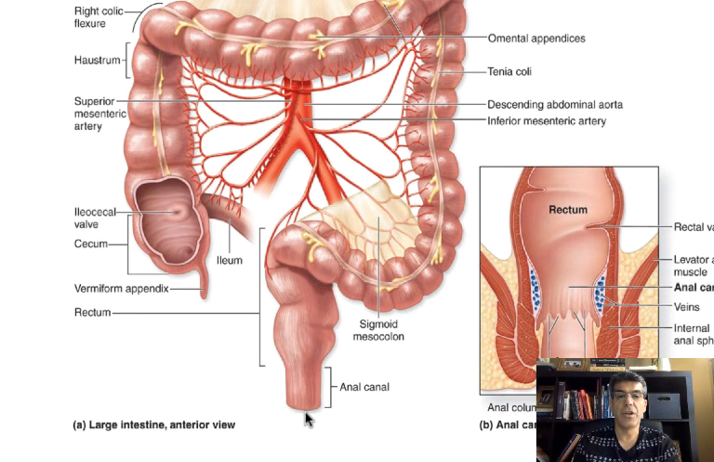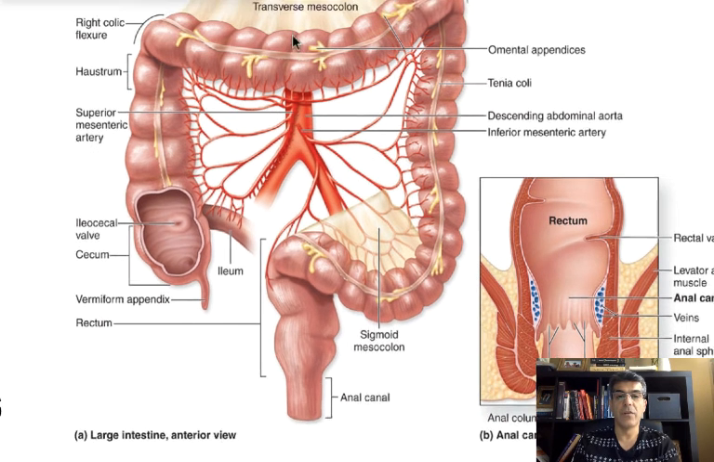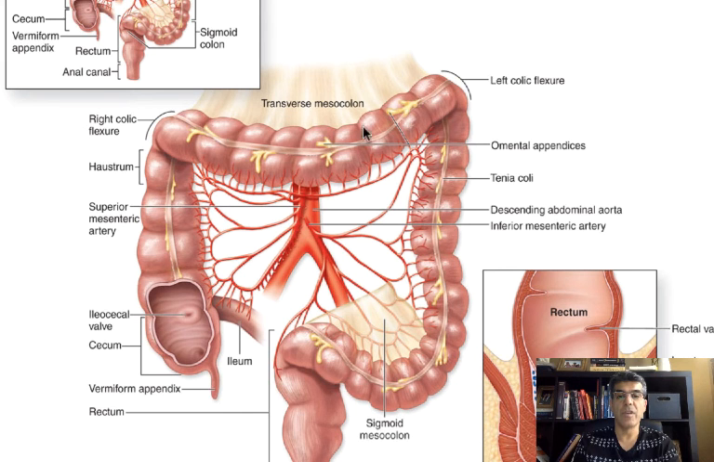In this picture, there are some names that you already know. For instance, you have the transverse mesocolon. Remember, this is a mesentery that attaches the transverse colon to the back wall. Here's my sigmoid mesocolon. Again, it's a mesentery that attaches your sigmoid colon to the back wall.